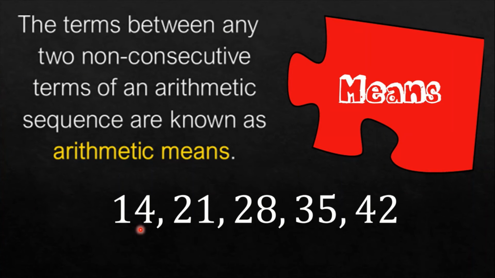We have 14, 21, 28, 35, and 42. Okay, pwede ba nating sabihin na ang 21 is an arithmetic mean between 14 and 28? Yes po. Nasa pagitan siya ng two non-consecutive terms. We can also say that 21, 28, and 35 are three arithmetic means between 14 and 42.